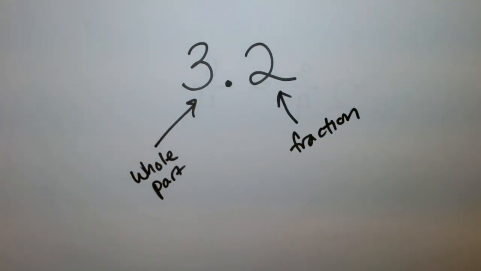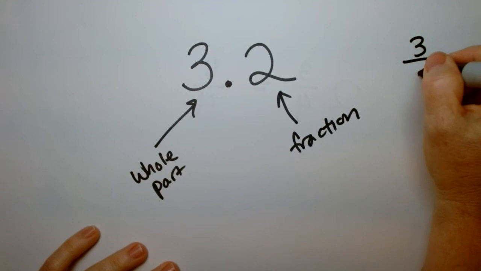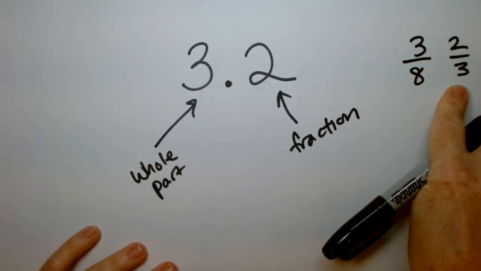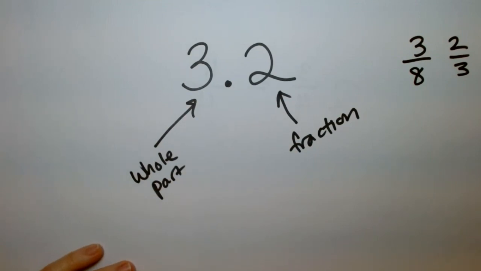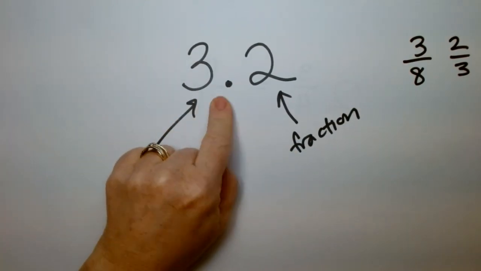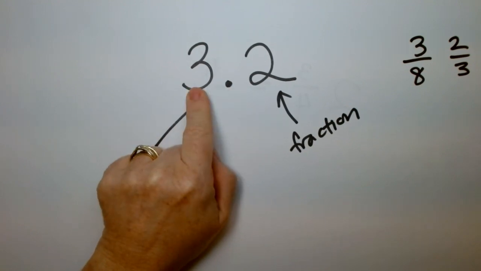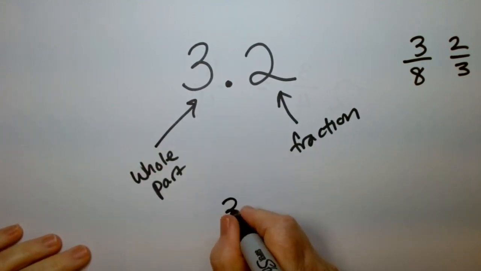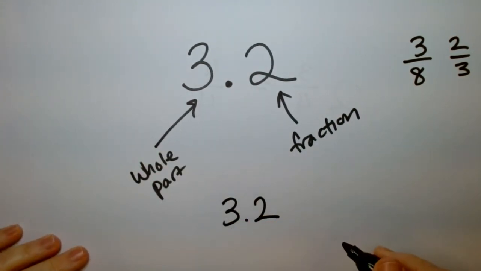Do you remember before with fractions? Fractions could be anything, right? 3/8, 2/3, right? That denominator could be anything. With decimals, you always know what it is, and it's always a factor of 10. Watch this. Do you know how to say this out loud? 3, and when you get to the decimal point, you say and. 3 and 2/10. Okay, so 3.2 is 3 and 2/10.